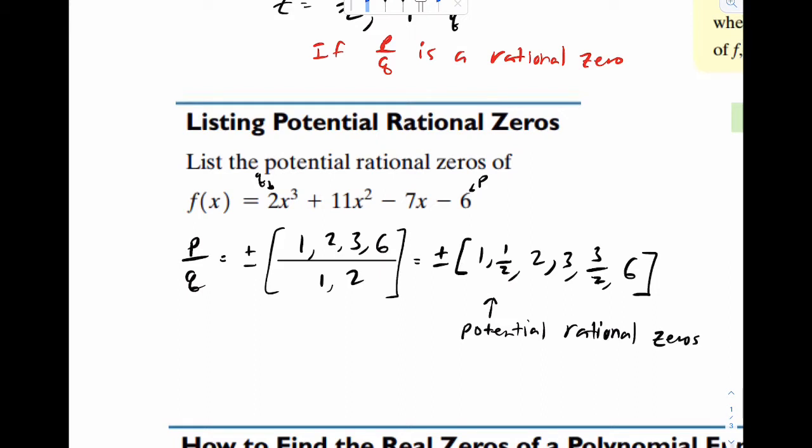And also notice that this notation, this is kind of my shorthand. This is a way of representing 12 numbers. The book would just write plus or minus 1, plus or minus 1/2, plus or minus 2, and so on. But I write this just to save us some time. So right here, this is our answer. Those are the potential rational zeros.